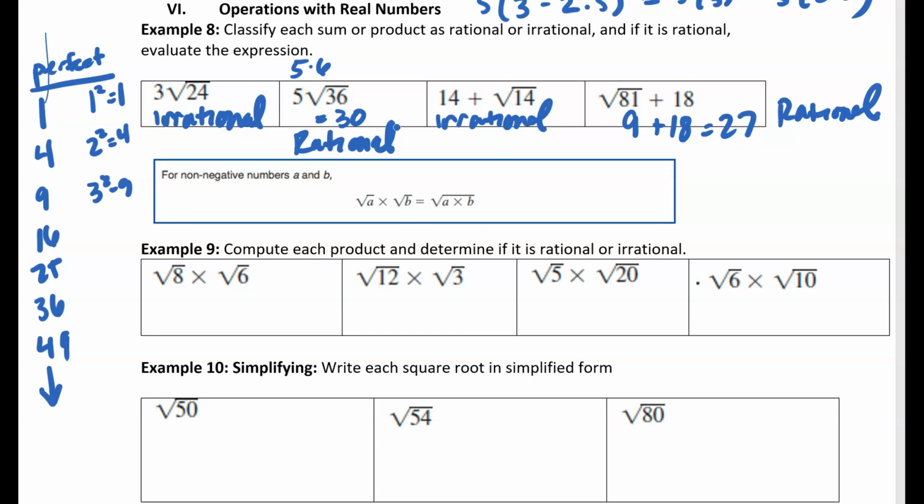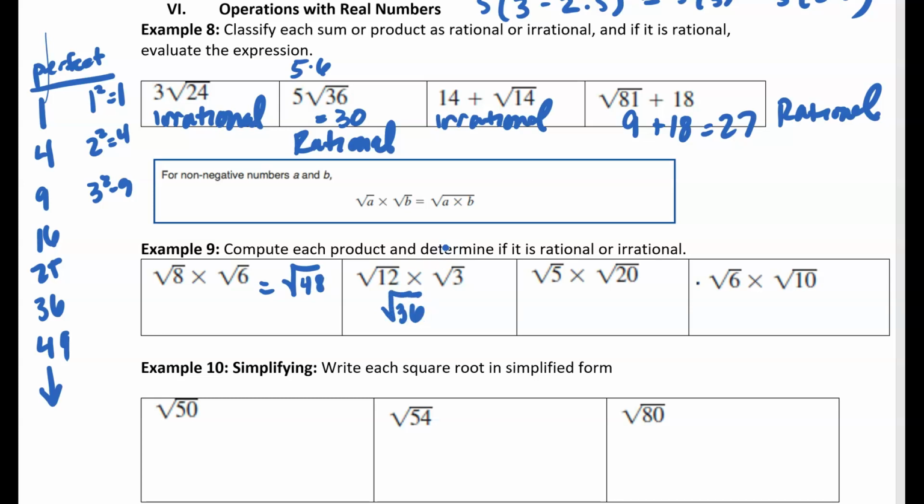Now what I want to do is talk about this property in the box. So this property applies to situations where you have square roots that are being multiplied. And up here we didn't actually multiply two square roots together, so we didn't need it. But down here in example 9 we do. So for example, square root of 8 times the square root of 6 is just the same thing as the square root of 48. We can multiply those together. 12 times 3 is 36, so this is the square root of 36.